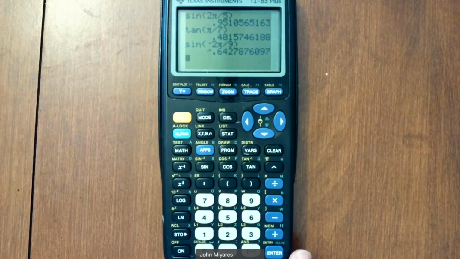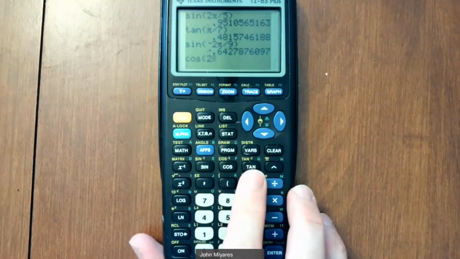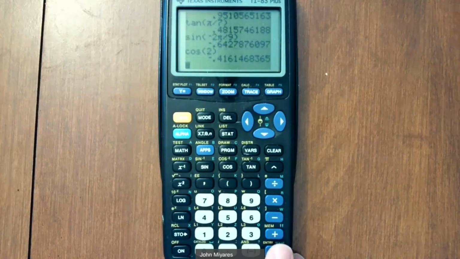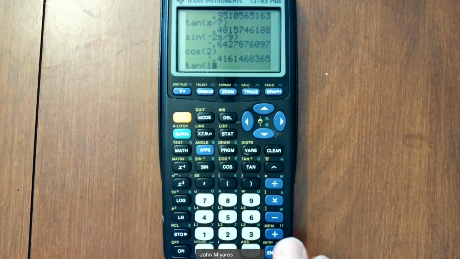For the cosine of 2 radians, we're just going to type cosine of 2, not cosine of 2 pi, because as we've discussed before, there is a difference between 2 radians and 2 pi radians. Similarly, for tangent of 1.3 radians, we're just going to do this.